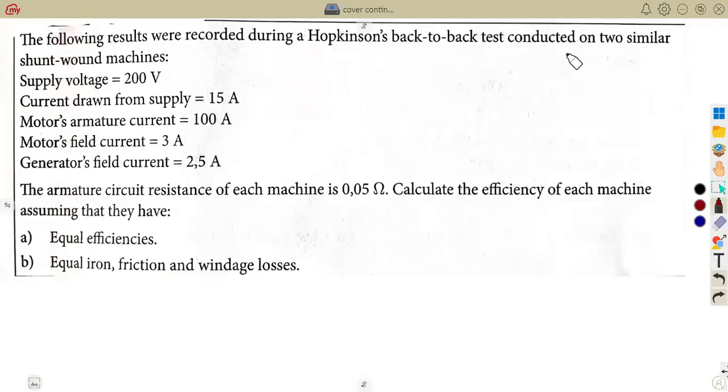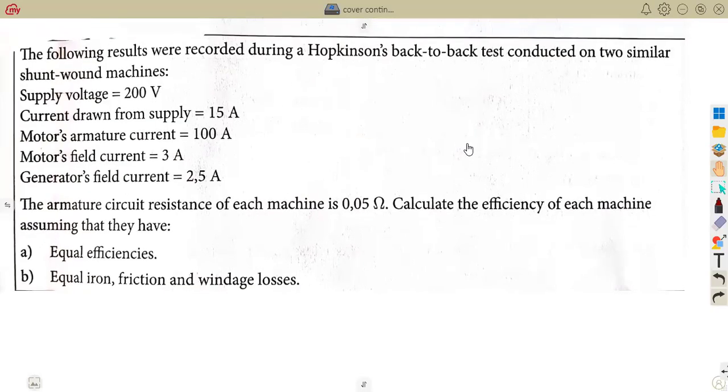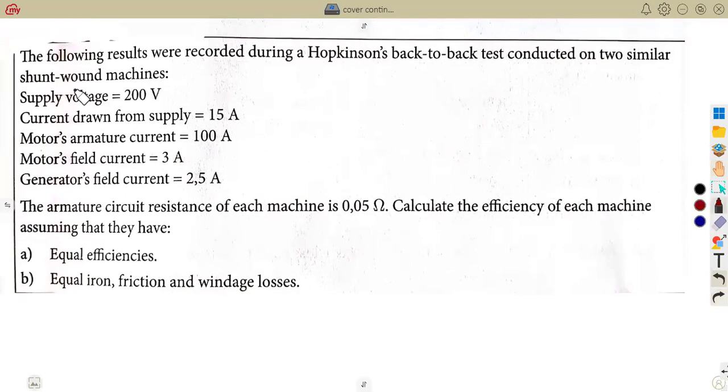So in this case, we are going to consider a typical example that is working with the regenerative method, or the Hopkinson's method, which is the Hopkinson's back-to-back test. If you consider the information that we are given, it states the following results were recorded during a Hopkinson's back-to-back test conducted on two similar shunt wound machines.